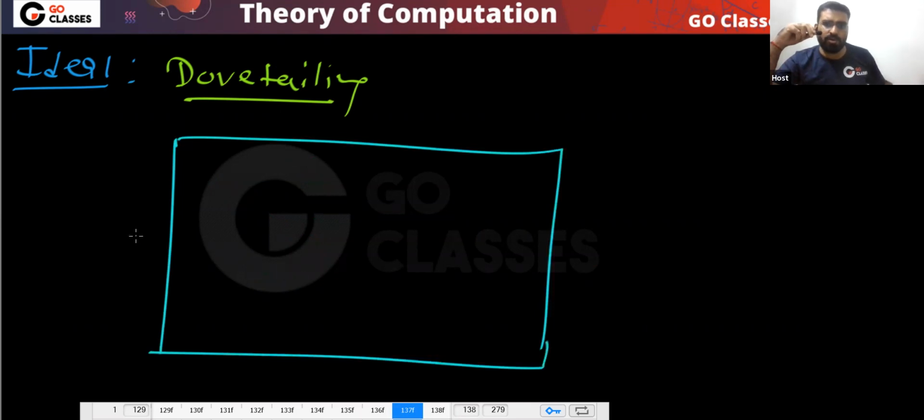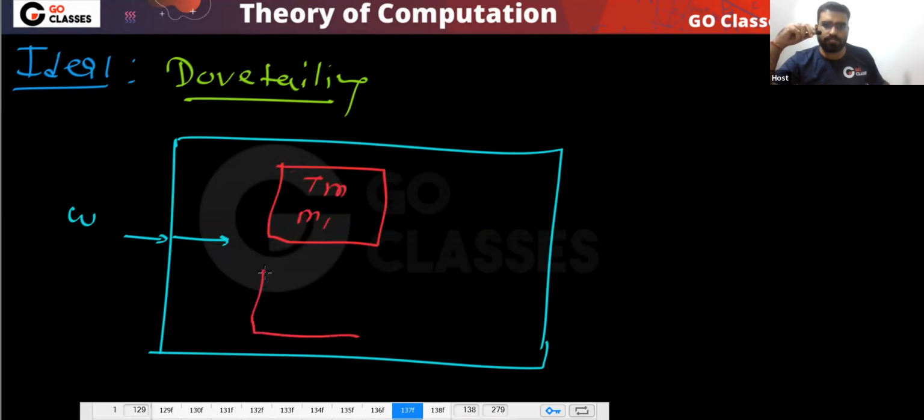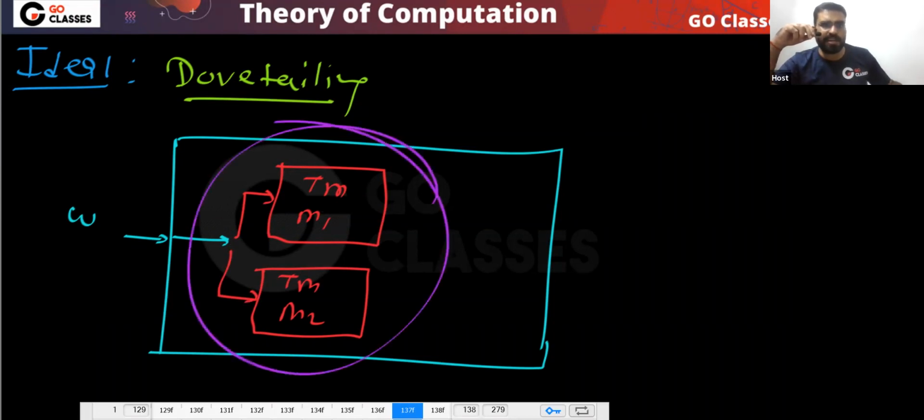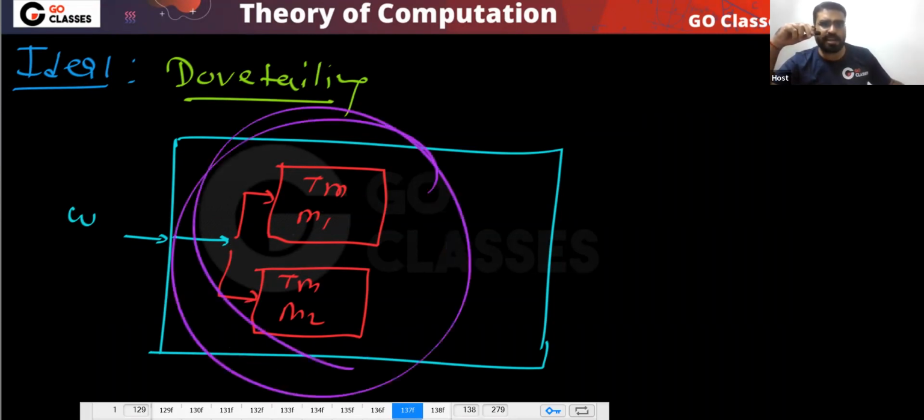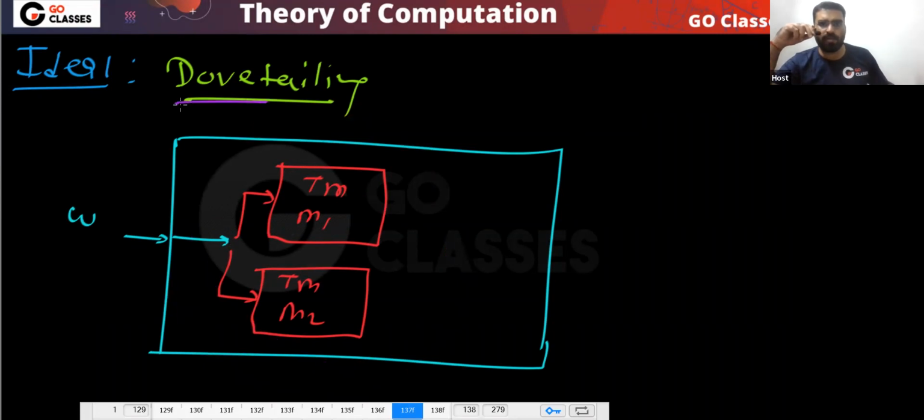In idea number one, whatever string is there, you run this on M1. Whatever string is there, you run this on M1 also. When I create this diagram, what does it mean? It means dovetailing, interleaving execution.